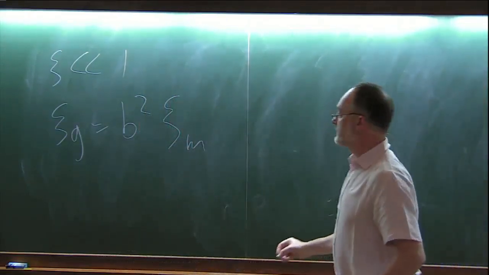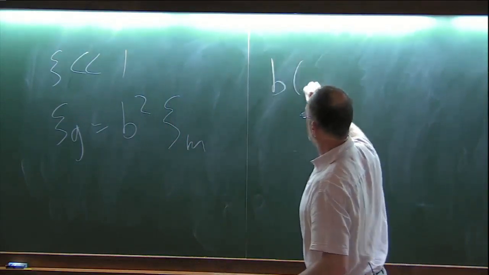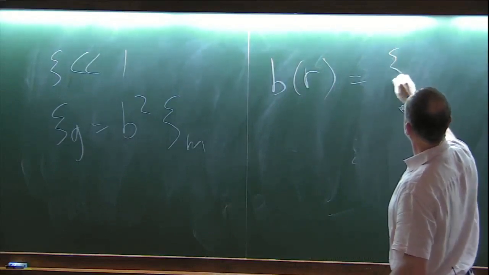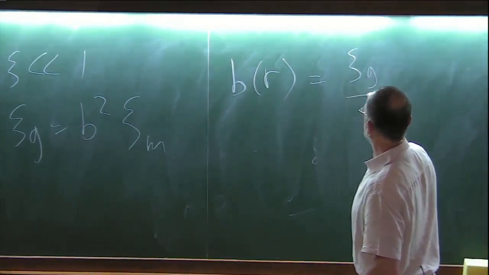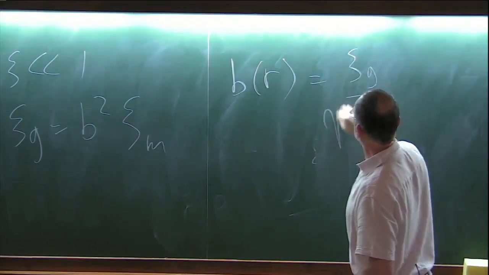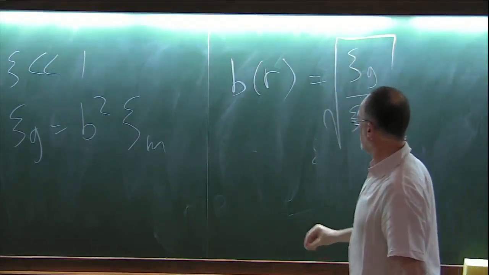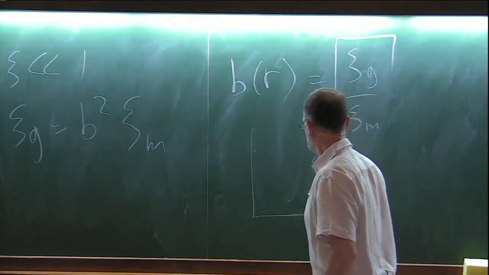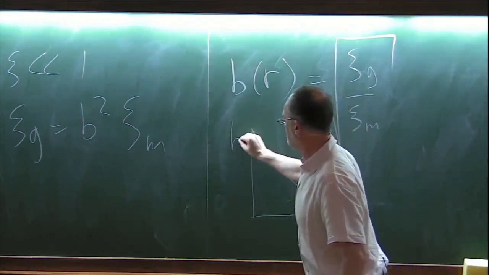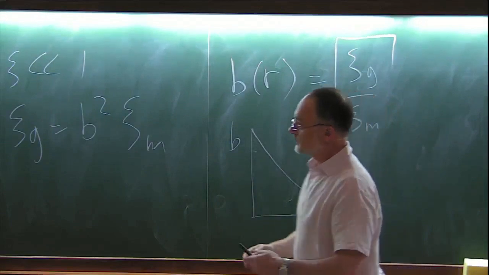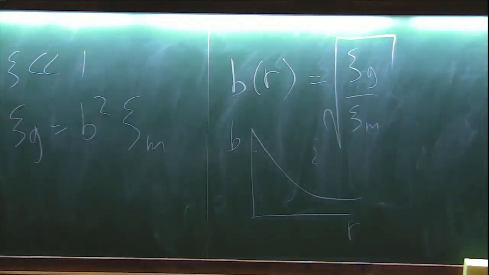And if you define scale-dependent bias to be the correlation function of the galaxies divided by the correlation function of the mass, square rooted, then you see that this rises to small scales. Okay, because the bias will be large where the correlations are large on small scales.